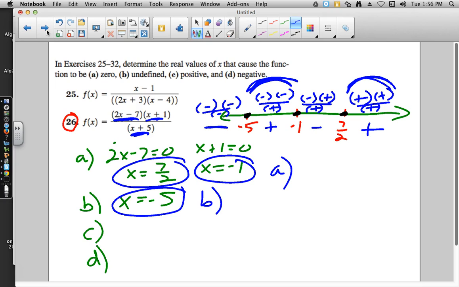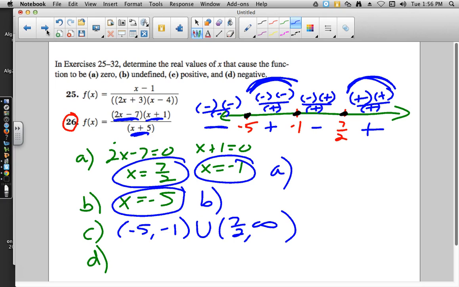And so we start to think, okay, they said positive. They didn't say 0, so I need to leave the zeros out. So from negative 5 to negative 1, it'll be positive. And from my 7/2 to the right forever, this will be positive.